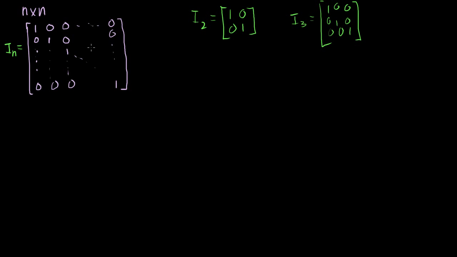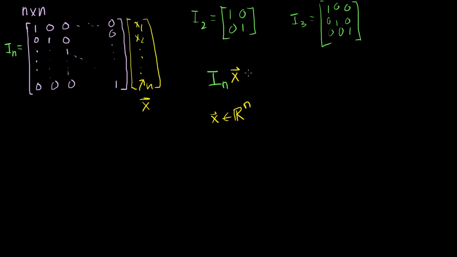Now, the neat thing about this identity matrix becomes evident when you multiply it times any vector. So we can multiply it times an n component vector, a member of Rn. Let's call this vector x. This is x1, x2, all the way down to xn. What is this going to be equal to? If I multiply my identity matrix, I sub n, times my vector x, where x is a member of Rn and has n components, what am I going to get?